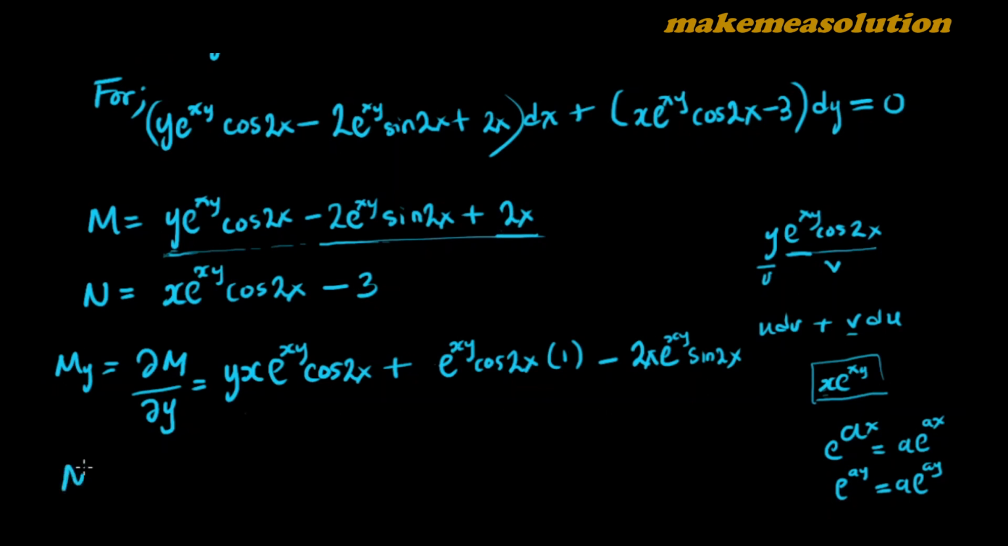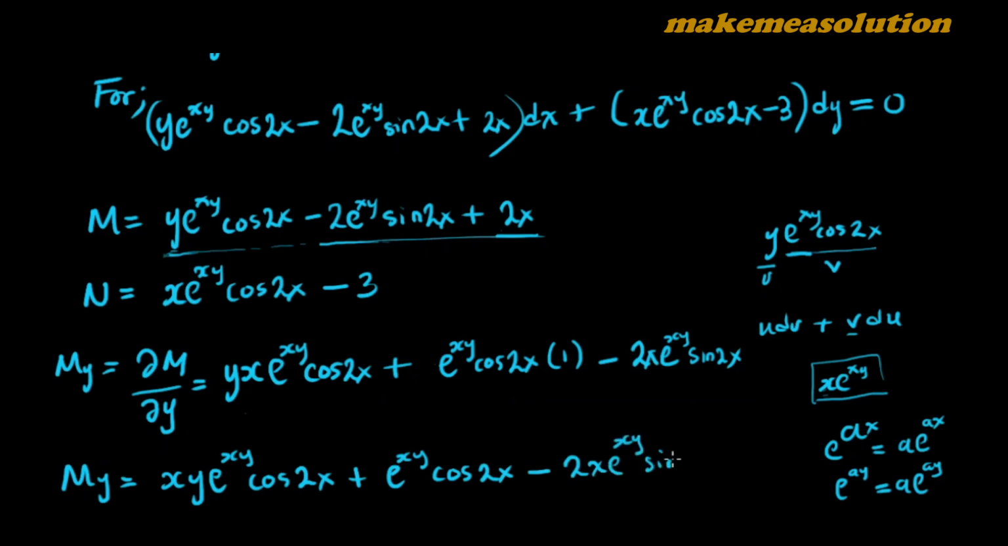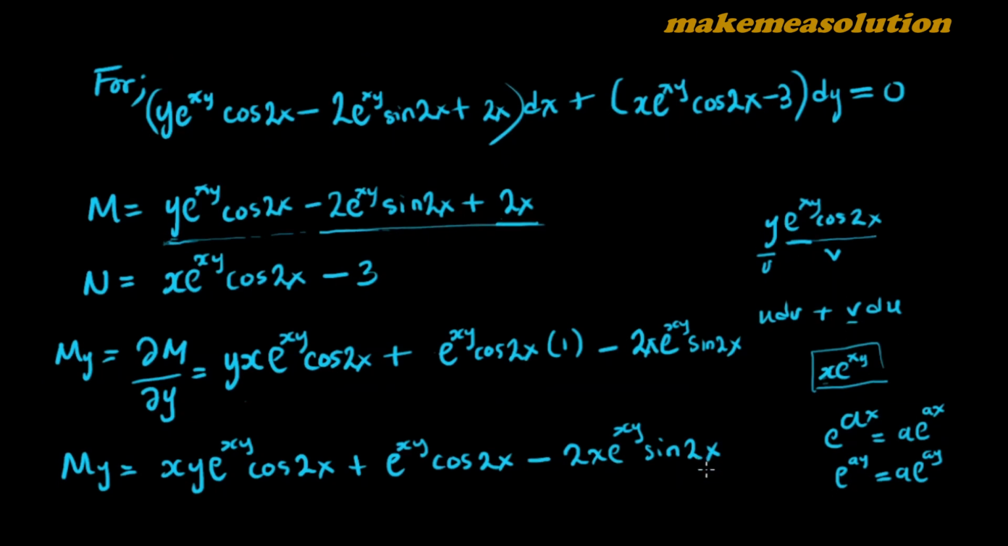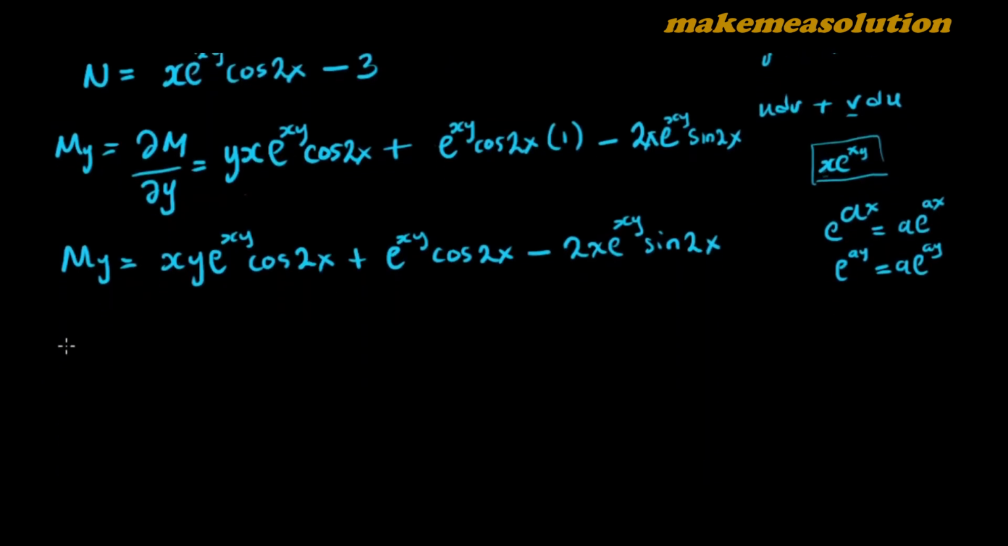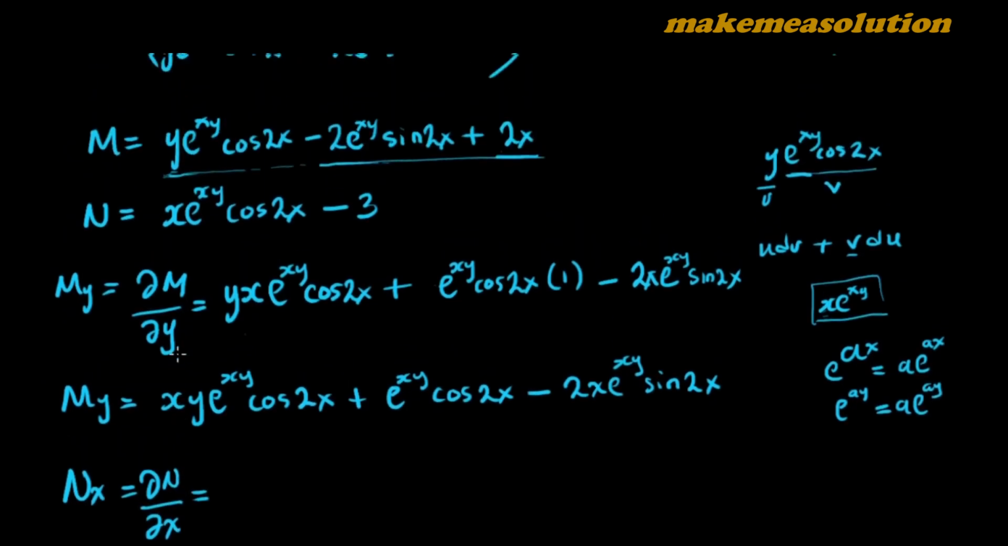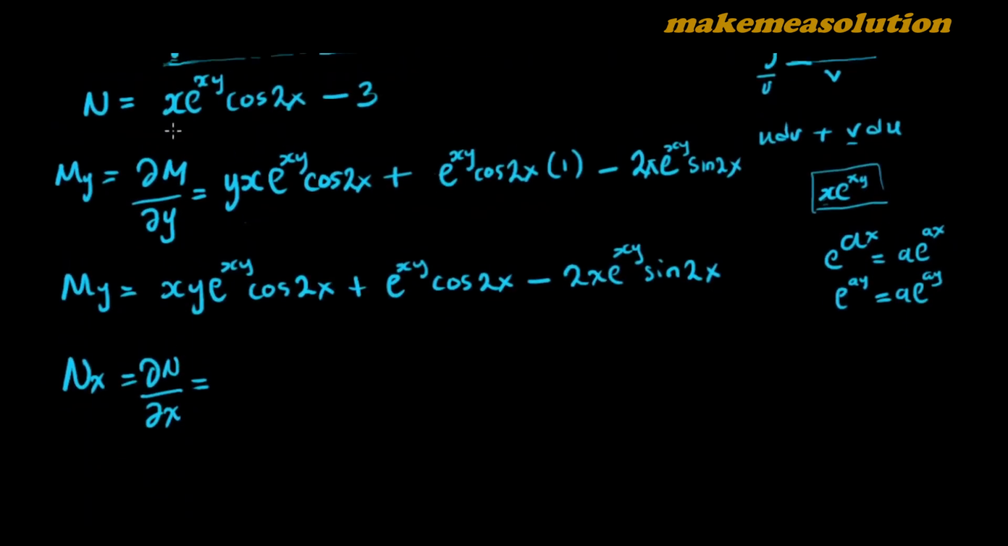So this is the derivative. Let me just rearrange it. I have xy exponential xy cos 2x, then I have plus exponential xy cos 2x, then minus 2x exponential xy sine 2x. So this is the outcome for my my. So the next thing I want to do is my nx. And nx is the partial derivative of n with respect to x, and n is already staring us over here, this particular place.